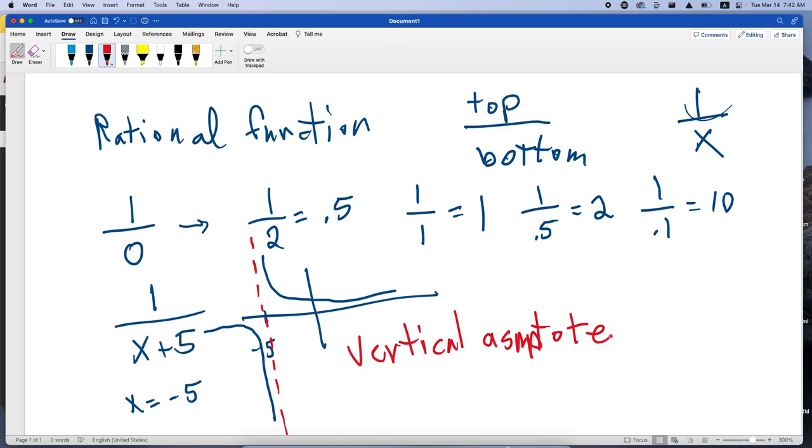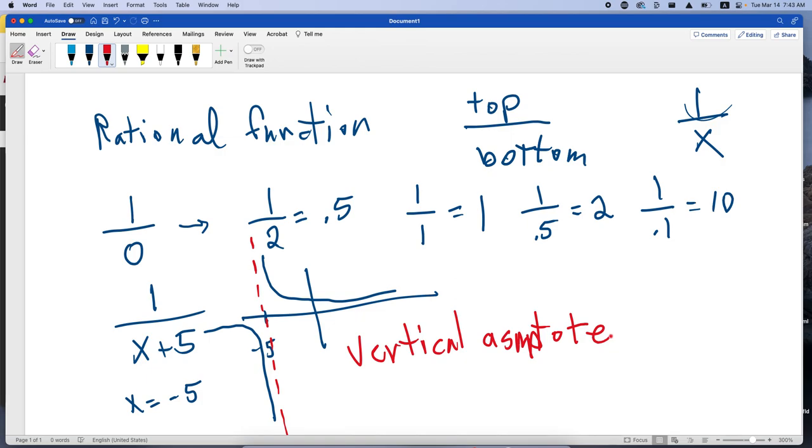So x can get very close to -5, but it can't exactly be -5 because that would get us to infinity, and we can't get to infinity. Infinity is a destination that we keep going towards. Okay, we get as close as we want, but we keep getting bigger and bigger.